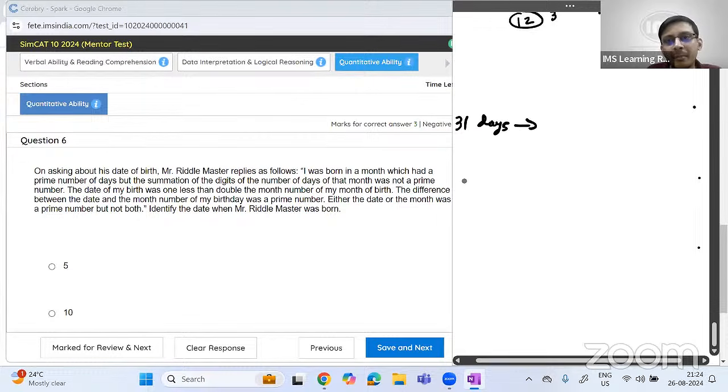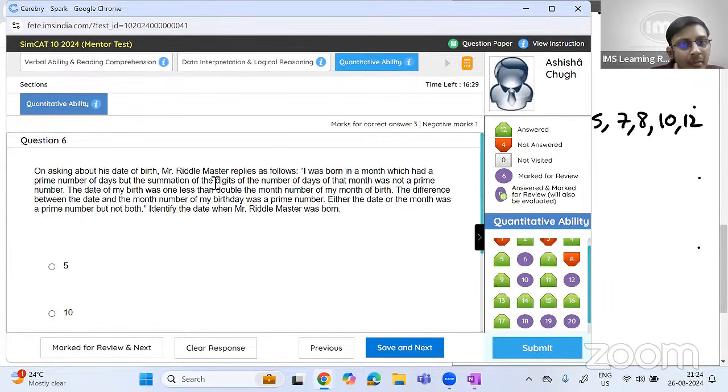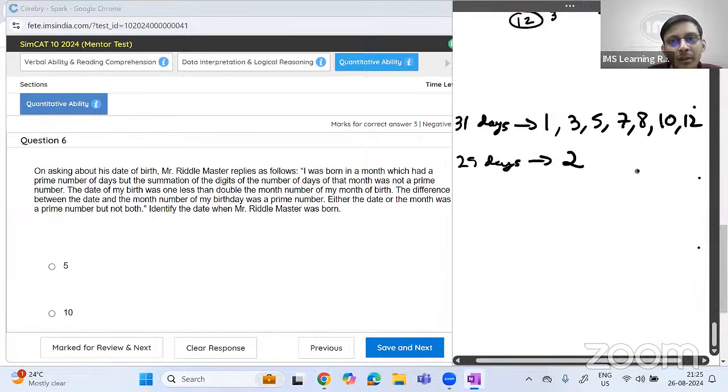I have the first month, then the third month, then the fifth, then the seventh. After July, August, the 8th, then again skip 10 and 12. These are the months with 31 days. And 29 days is, of course, the second month in a leap year. Okay, so I have these. The sum of the digits of the number of days of that month was not a prime. If I do 3 plus 1, 4, not a prime number. 2 plus 9, 11, it is a prime number, so I can eliminate this.